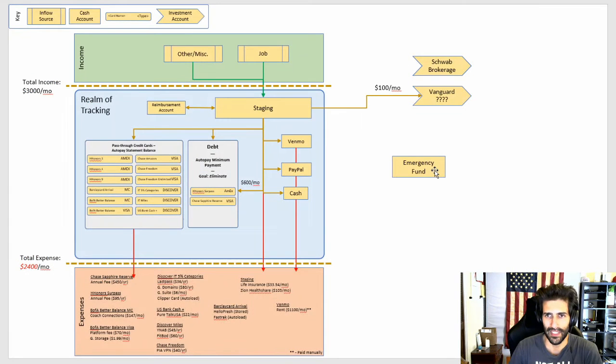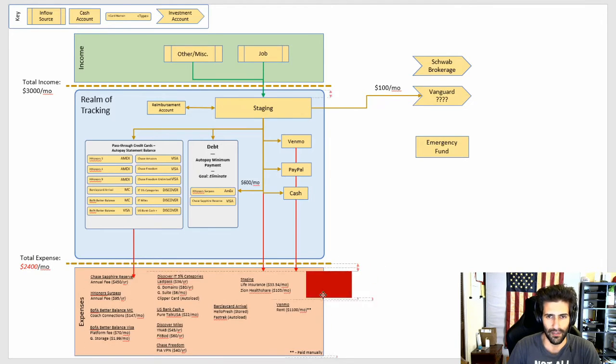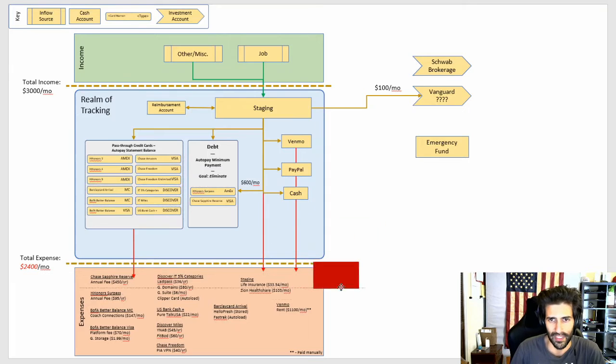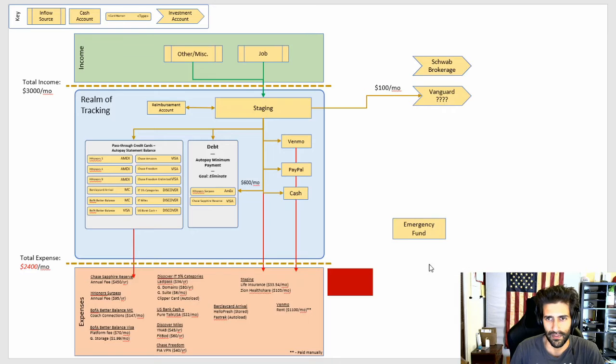So I'm putting the emergency fund outside the realm of tracking, okay? The purpose of it really is in case something big happens, like a big expense comes out, that's like, oh man, it's going to go in there and clog the whole system and it's going to break stuff, right? I don't want it to break the machine. If an emergency expense comes, the purpose of the emergency fund is to take care of that so that the machine doesn't break. We want the machine to keep working.